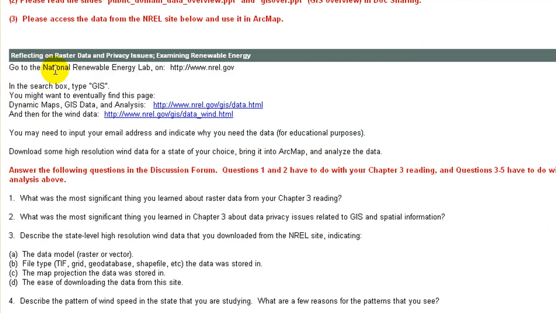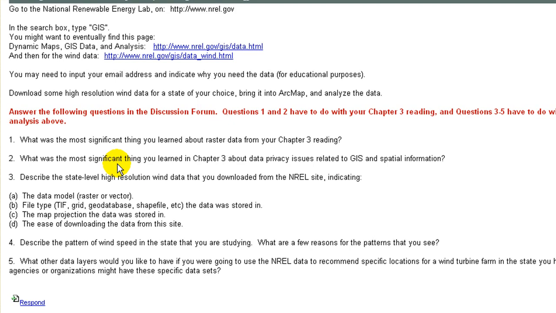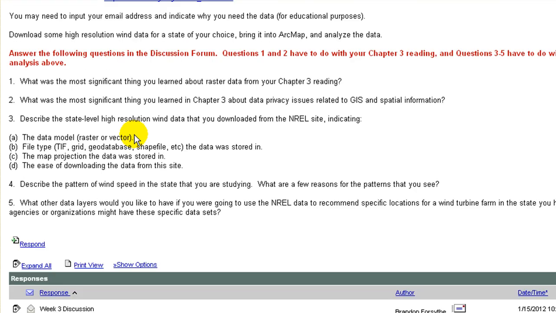So what they do is they go to the National Renewable Energy Lab at nrel.gov, they type GIS in the search box, they find the data for wind. You may need to input your email address and indicate why you need the data for educational purposes. Download some high-resolution wind data for a state of your choice, bring it into ArcMap, and analyze the data. Answer the following questions in the discussion forum.